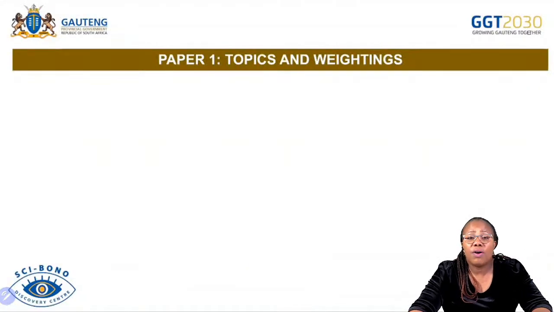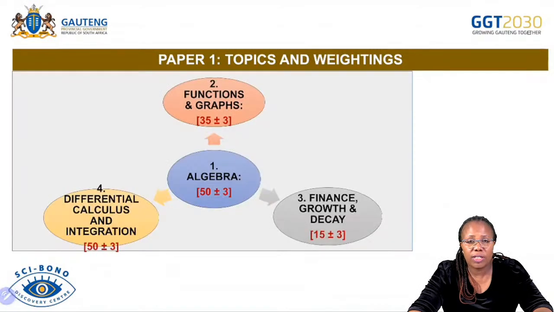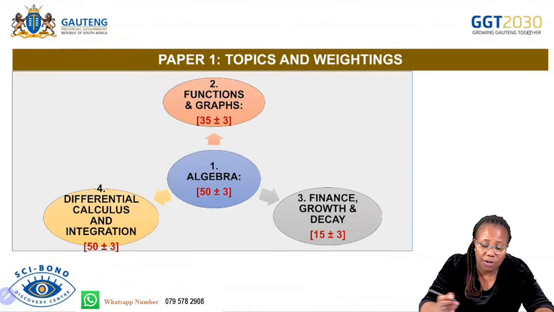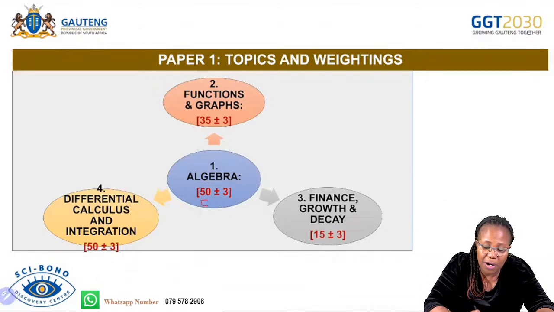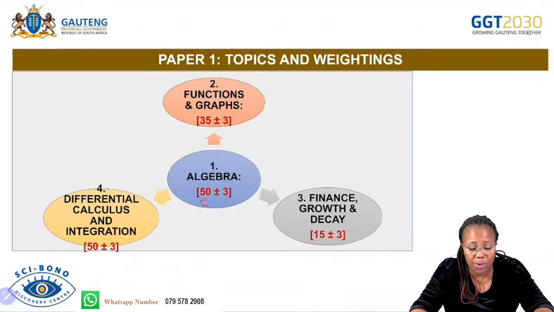Okay, there are topics that fall under paper 1, and we are going to look at those specific topics which are meant only for paper 1, with the weightings allocated for each topic. In mathematics the main topic is algebra, and in grade 12 it is 50 plus minus. So on your paper, you'll have algebra with 50 marks plus minus 3.